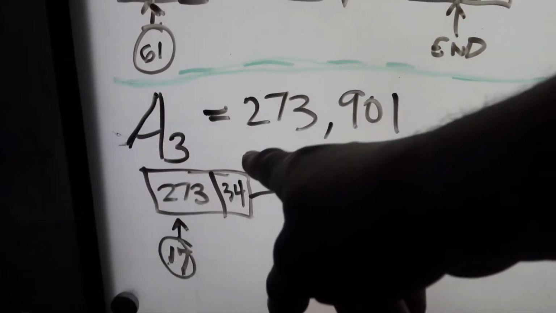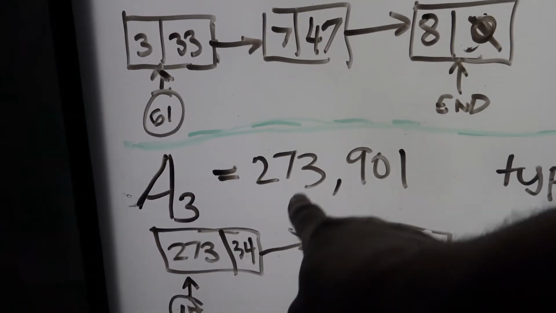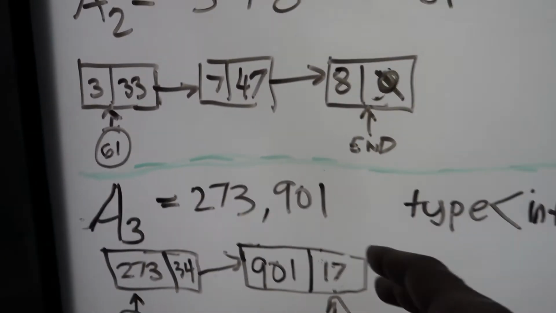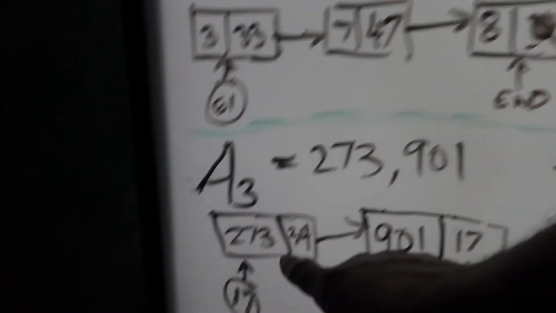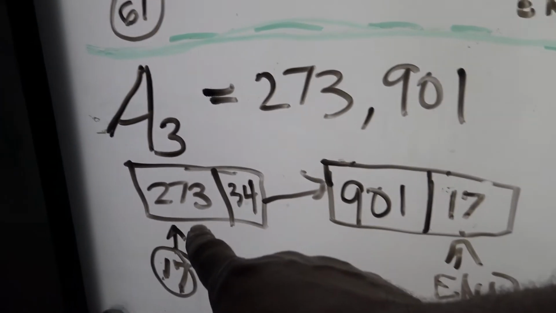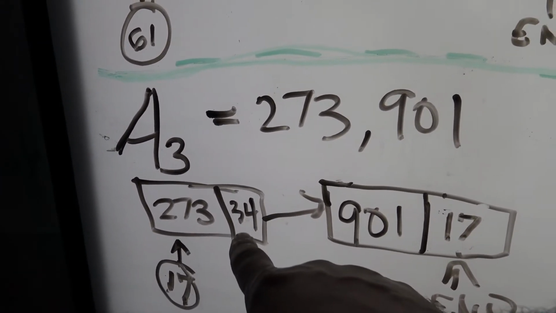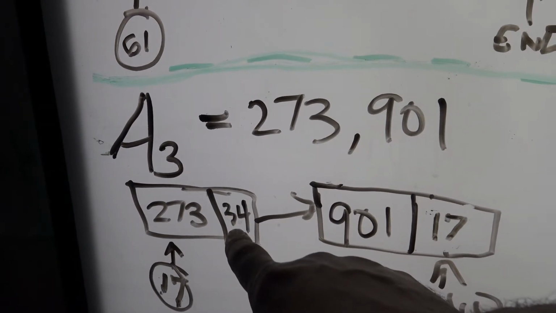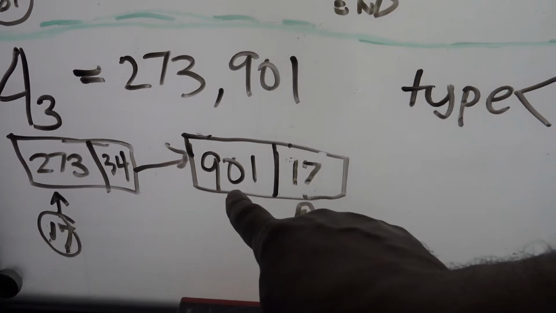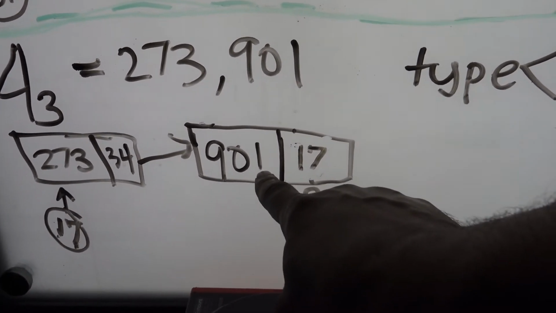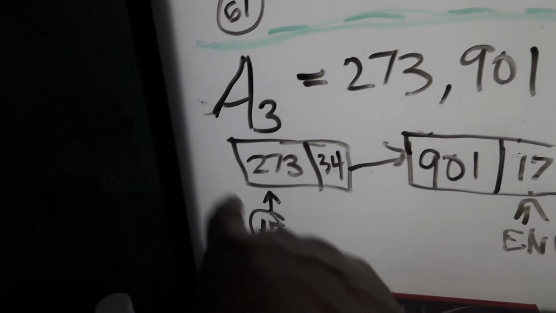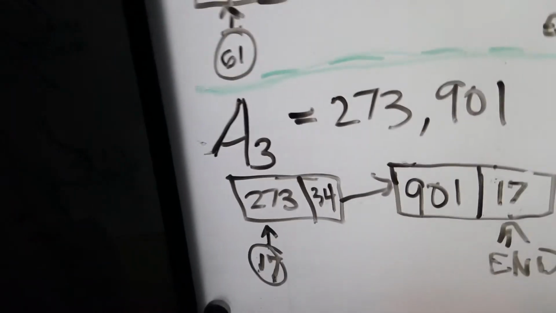Now let's take a look at A3. A3 has two values, 273 and 901. I don't know why I keep saying that 901 first. At location 17 is the value 273. And then the 273 is going to point to location 34 that has the value 901. And then once I get to the 901, it's going to point back to location 17. That's going to take us back to the 273.